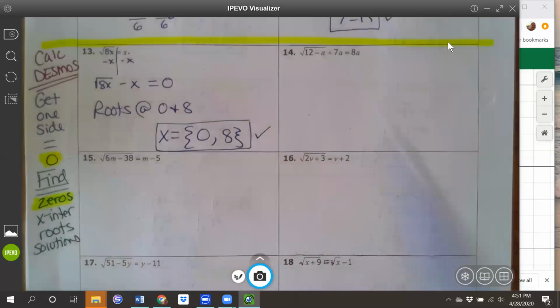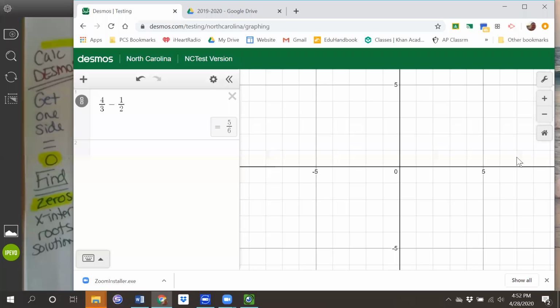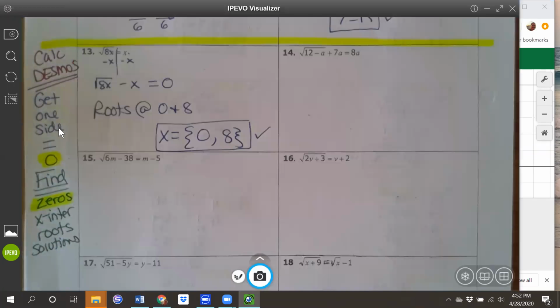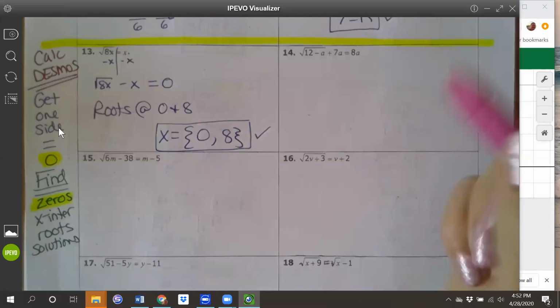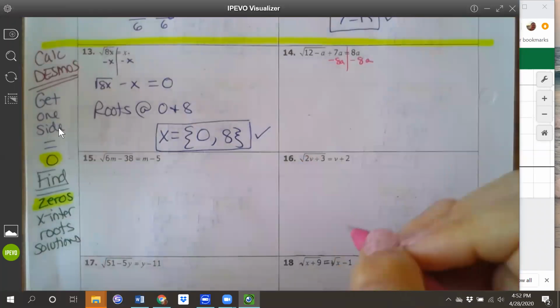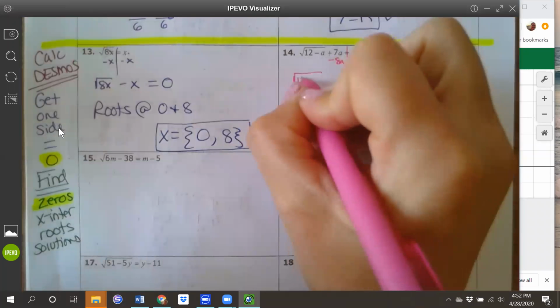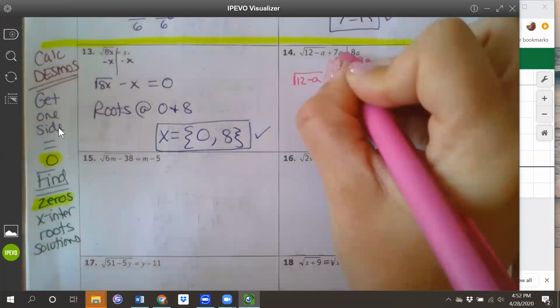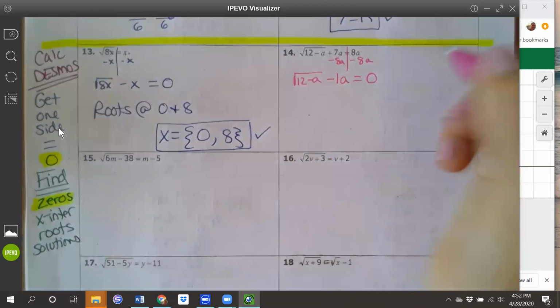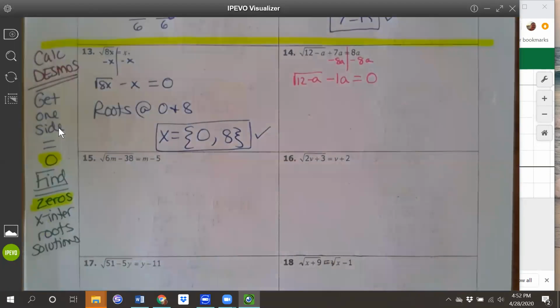Okay. Let me do this one. I'll do it on Desmos. So I am going to y equals, let's see. Oh, I have to go back. I have to make it equal 0 first, right? That's the only way I can find zeros, which means that I need to be subtracting 8a on both sides. So square root 12 minus a, positive 7a minus 8a is a negative 1a. Now that I am equal to 0, now I can go plug that in on Desmos.